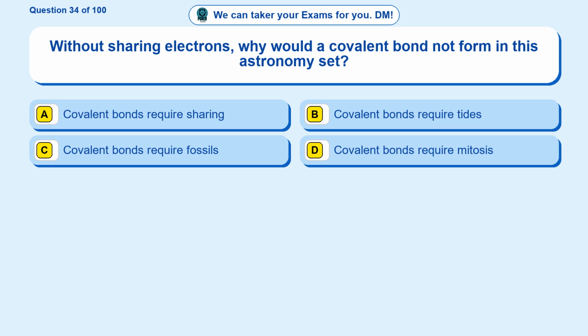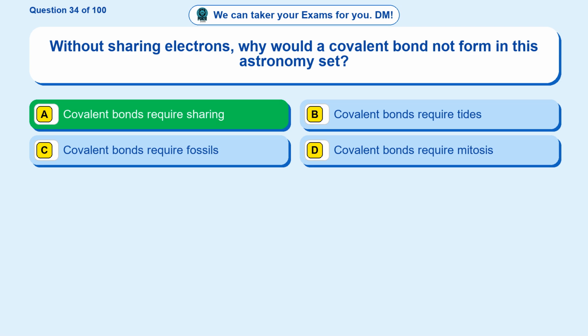Question 34. Without sharing electrons, why would a covalent bond not form in this astronomy set? Option A, covalent bonds require sharing. Option B, covalent bonds require tides. Option C, covalent bonds require fossils. Option D, covalent bonds require mitosis. The correct answer is option A.